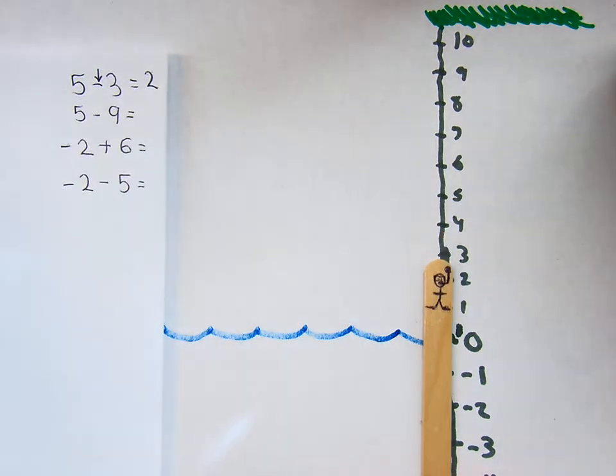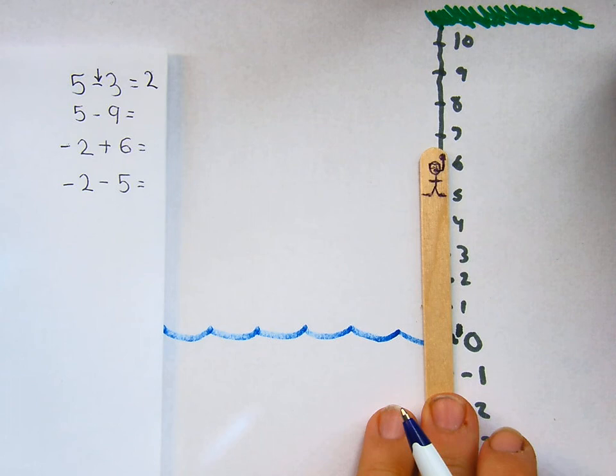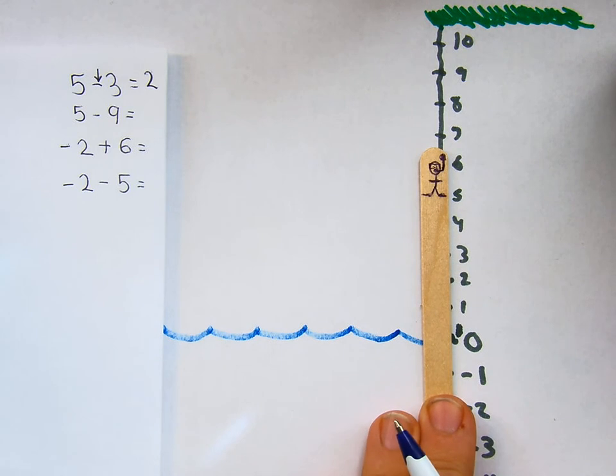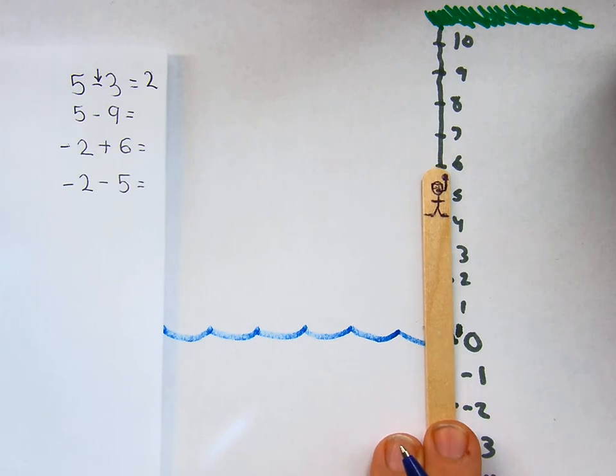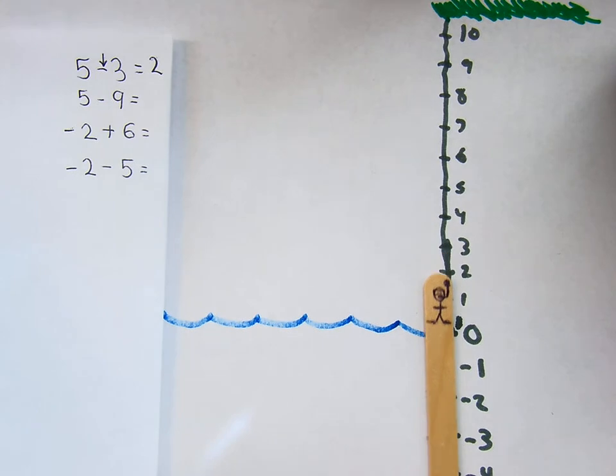So what about 5 minus 9? So we reset, he comes all the way back down to 0, and we do the same thing. We go up to 5, and then basically what's kind of happening is he's jumping off the cliff and diving in, so he's going to go down 9. So 1, 2, 3, 4, 5.